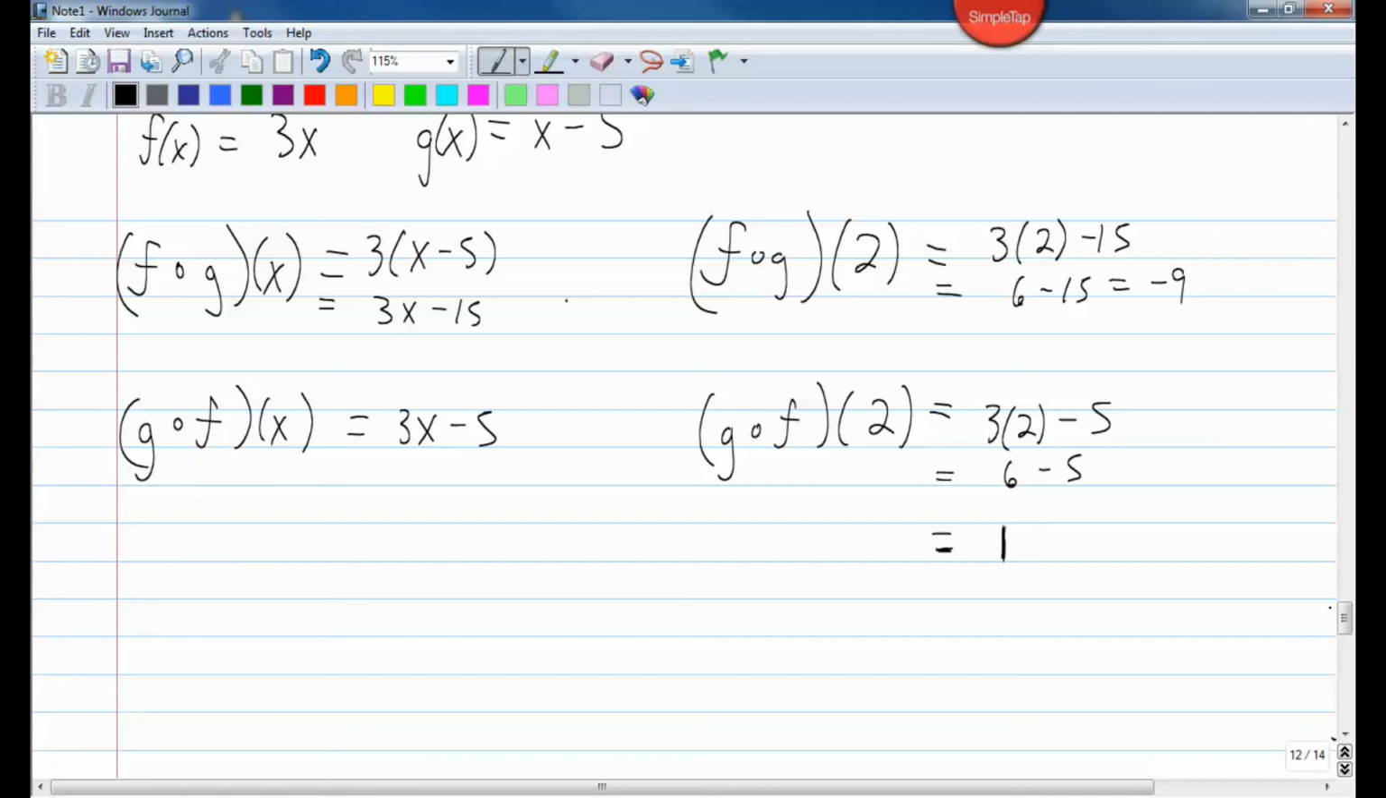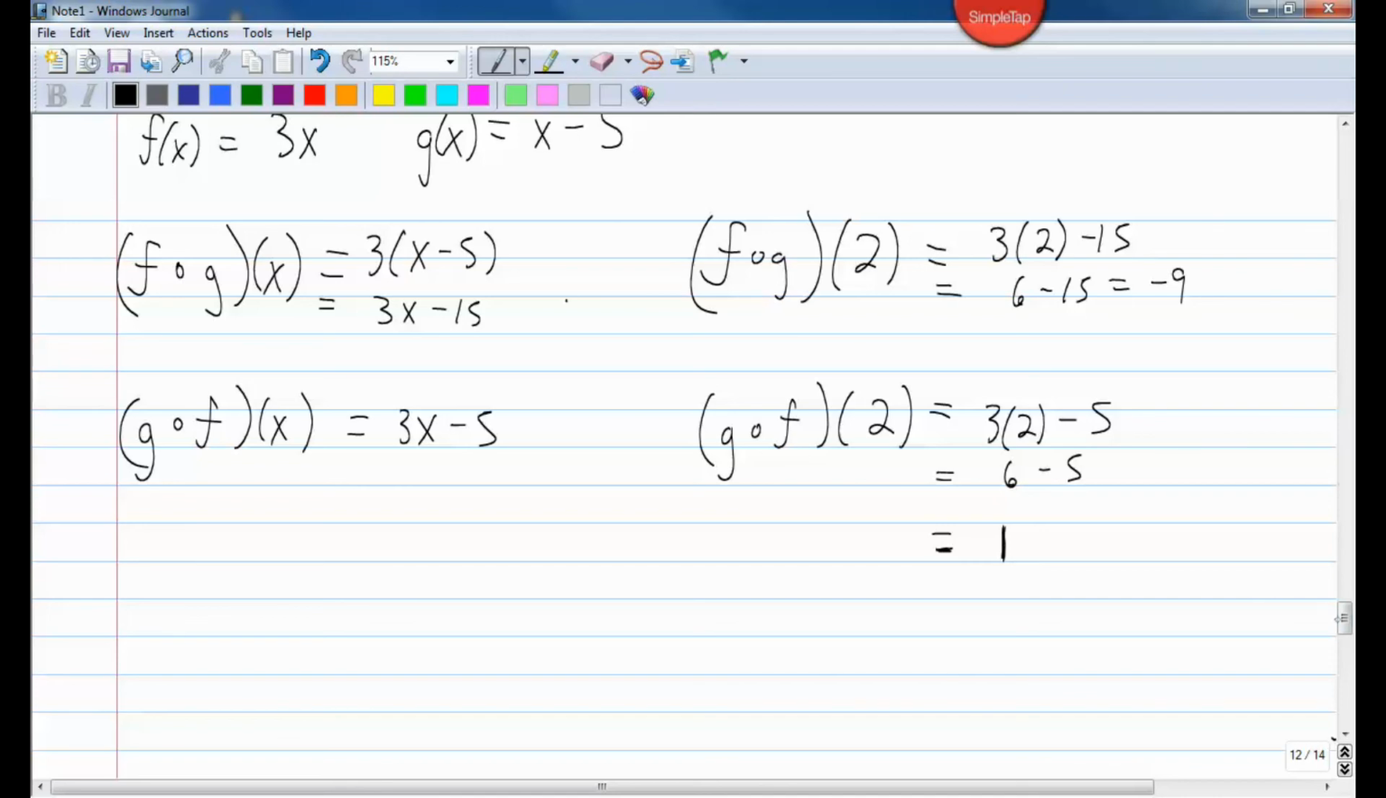Sometimes doing that mental math will be easier than actually finding f of g of x, because if you have quadratics with f and g, then f of g of x and g of f of x can be kind of long.